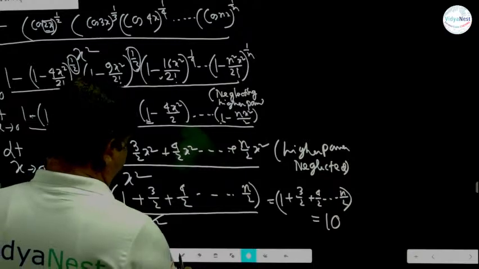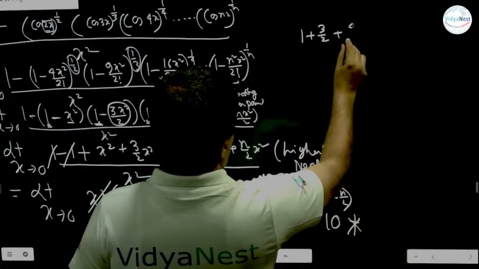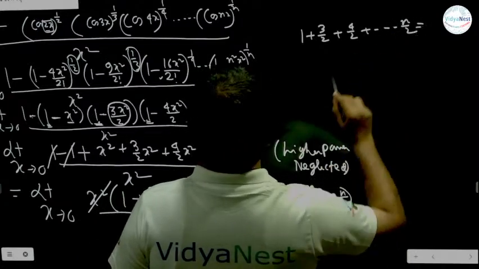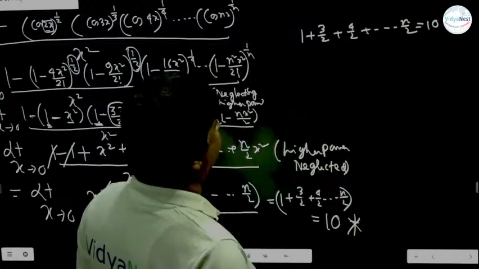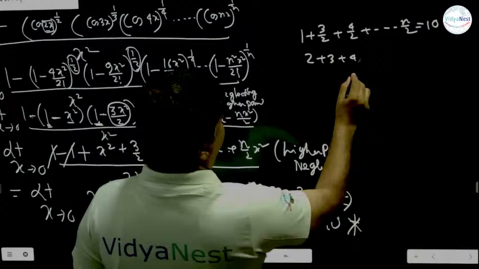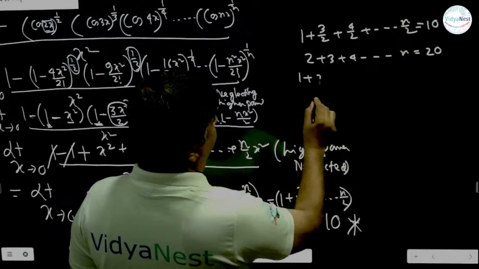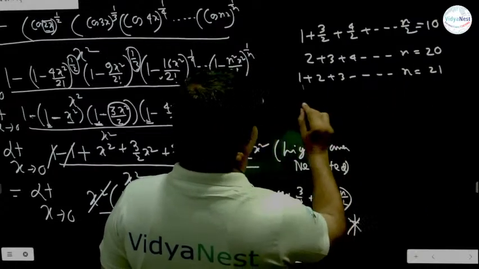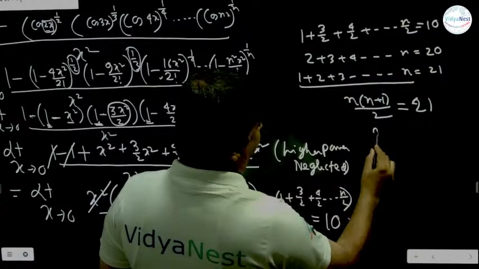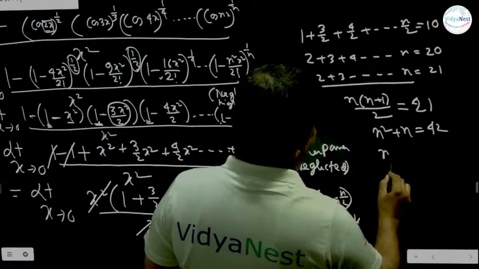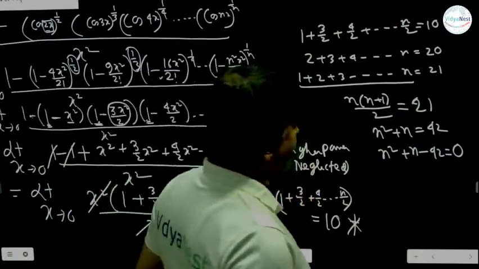You see, once you get this result 1, 3 by 2, 4 by 2, up to n by 2, that is 10. Now, this thing gives us the semblance of what? Take the LCM. 2 plus 3 plus 4 up to n is equal to 20. Yes or no? Now add 1 to both sides. 21, and this is sum of natural numbers in AP. Yes or no? So n square plus n is equal to 42. So n square plus n minus 42 is equal to 0.